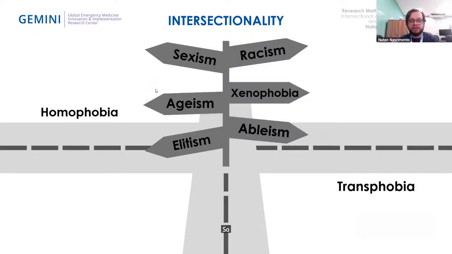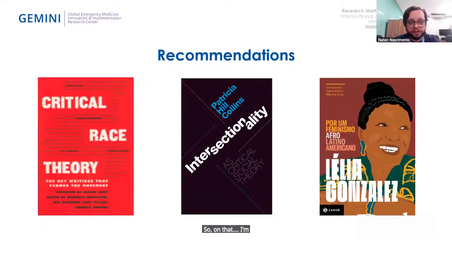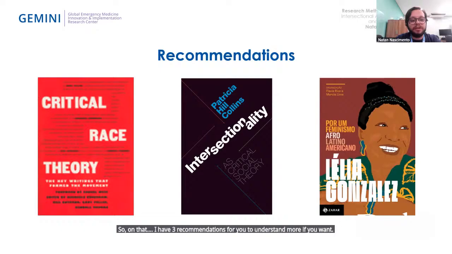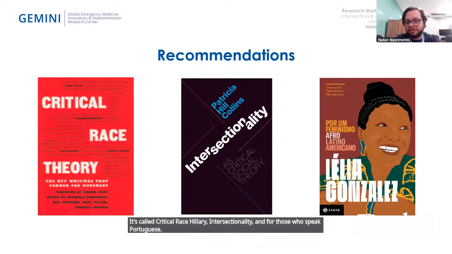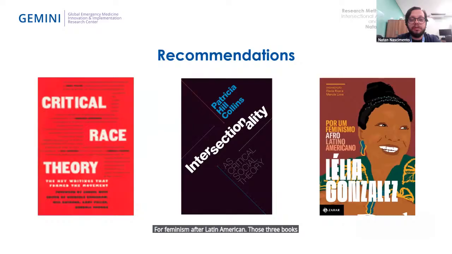So on that, I have three recommendations for you to understand more if you want. They are Critical Race Theory, Intersectionality, and, for those who speak Portuguese, Por Feminismo Afro-Latino-Americano. Those three books create a really well-rounded concept of intersectionality. The first one is a collaboration among those that really have an understanding of intersectionality and race and how that shapes the world. The second one, Patricia Hill Collins, she was the first to really organize the method of intersectionality. And the third one is to understand how different cultures understand this process of intersectionality.